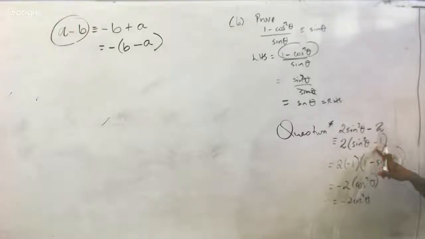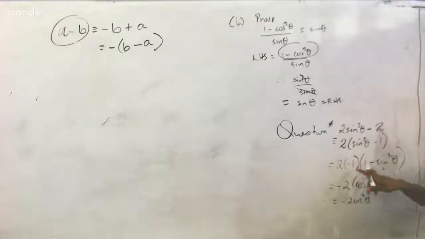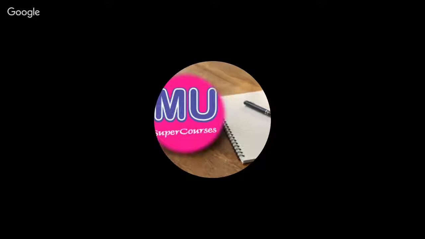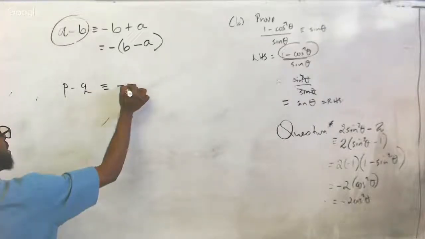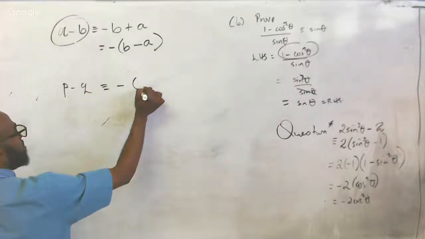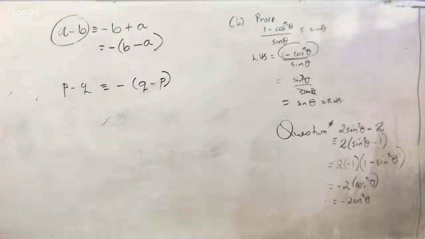So in other words, instead of subtracting 1 from sine squared, I subtract sine squared from 1. But in order to do that, I need to stick a negative 1 in front of it. That's what you need to remember here in a simplified form. So you need to know that if I say p minus q, it is negative of q minus p. Don't forget that.